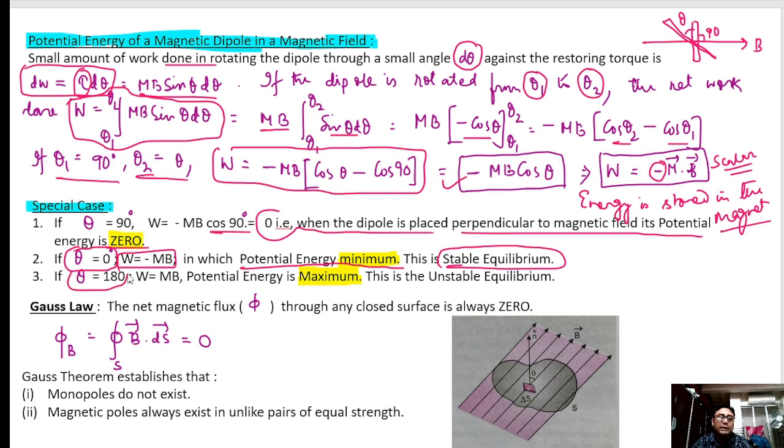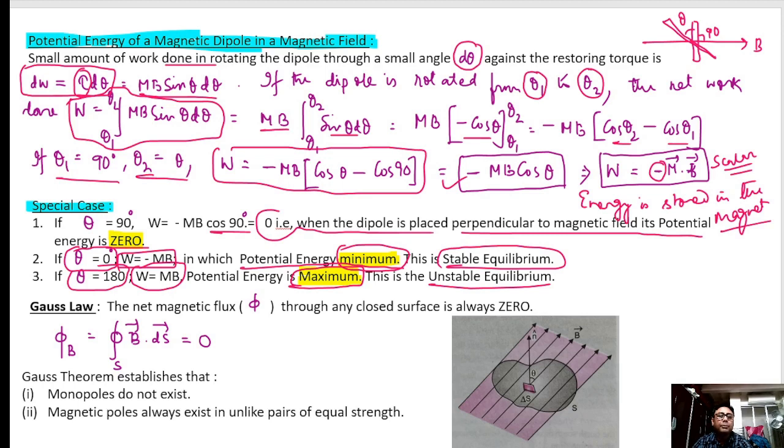And if theta is 180 degree, W equal to MB. So potential energy is maximum. Here it was minimum in 0 degree. And this is the unstable equilibrium. Clear?